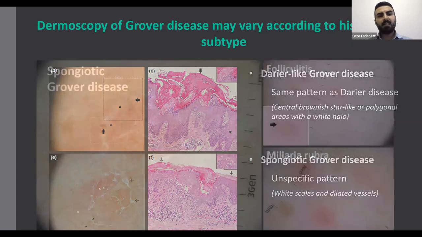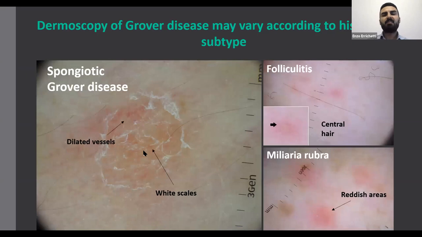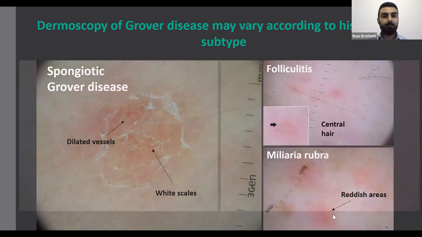But of course, even in the spongotic Grover's disease, dermoscopy may be helpful because its dermoscopic pattern is still different from that one of the main differential diagnosis, namely folliculitis and miliaria rubra. As you can see here, in folliculitis, we have a central hair in the papule, and in miliaria rubra, we have a structureless reddish area.